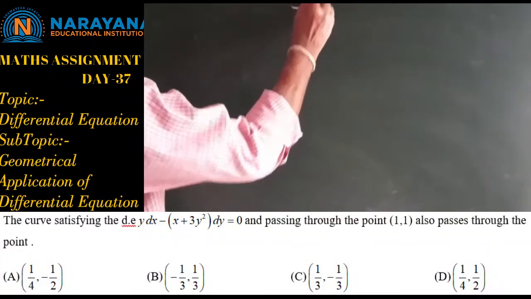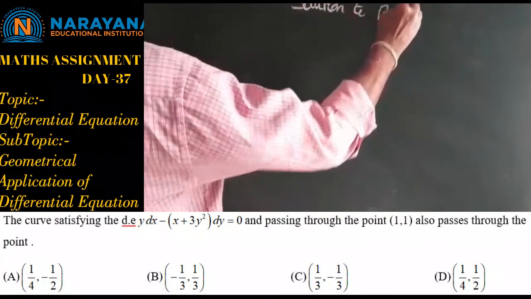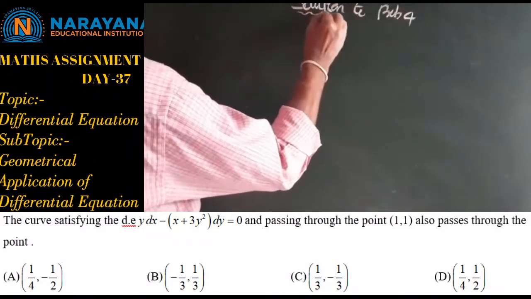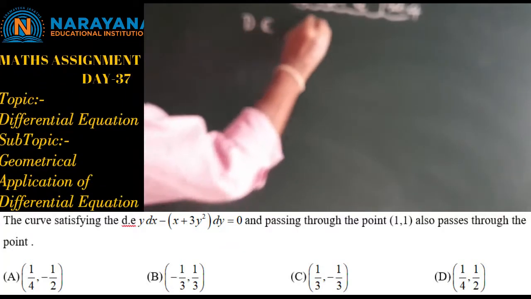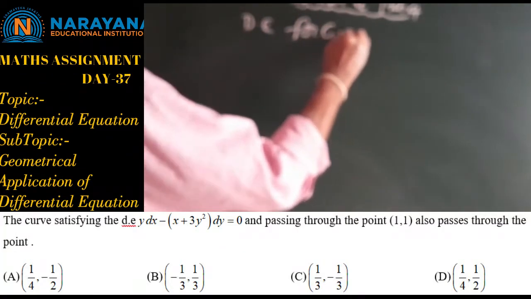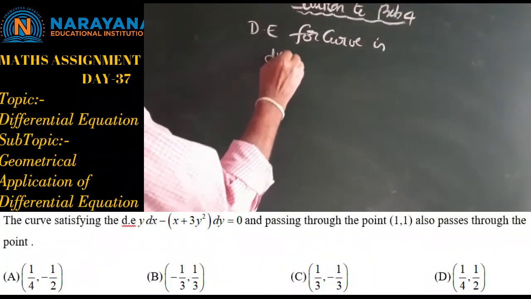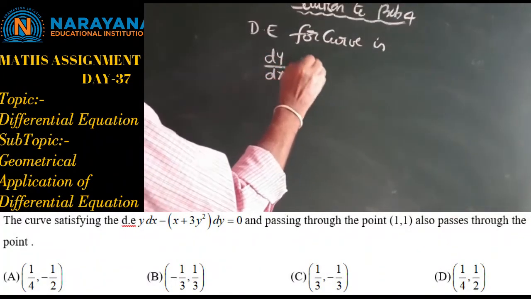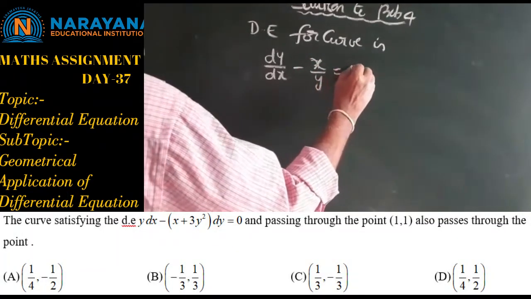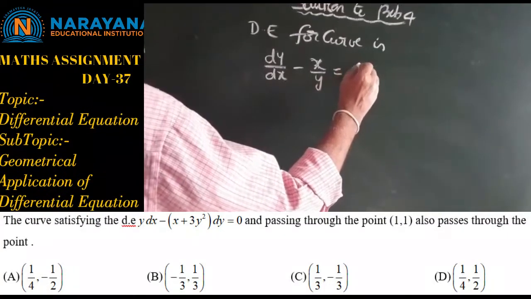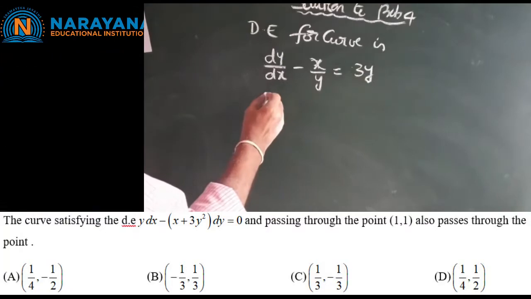To problem number 4. So the differential equation for the curve is dy by dx minus x by y equal to 3y. This is a linear differential equation.